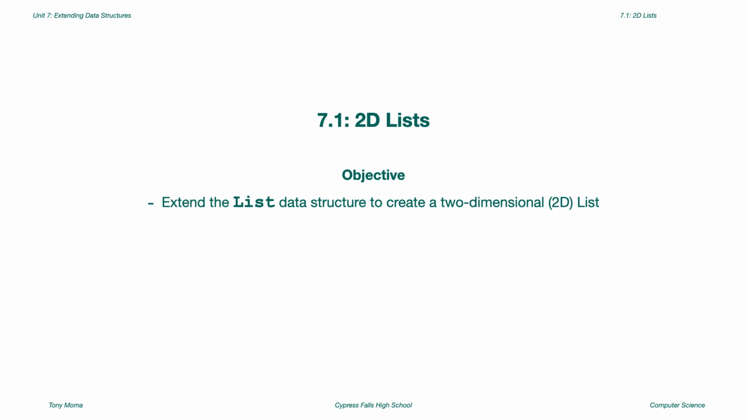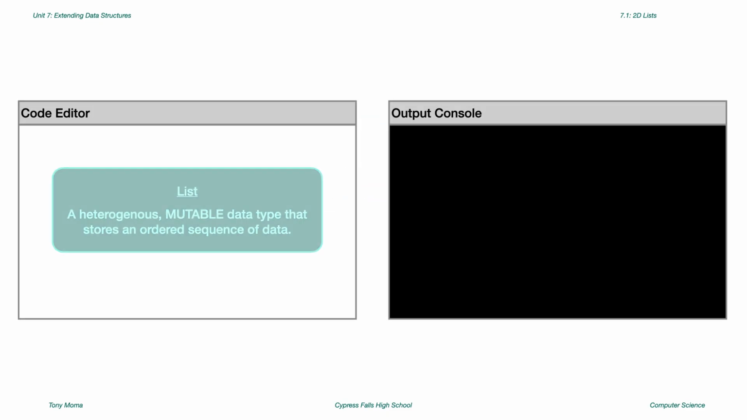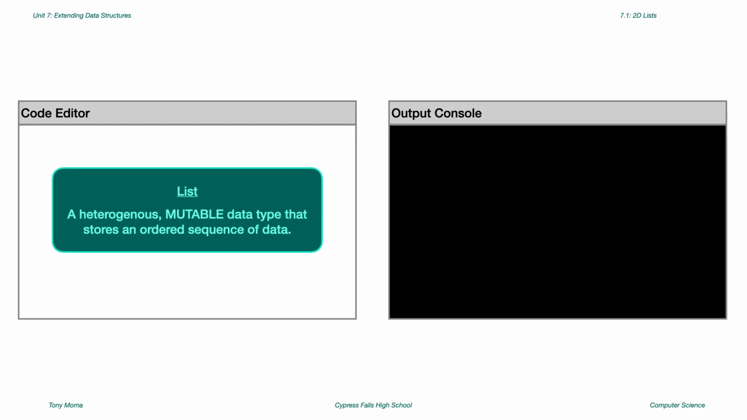2D lists. In this video, we will extend the list data structure to create a two-dimensional list. In the previous unit, we defined a list as a heterogeneous, mutable data type that stores an ordered sequence of data. As you already know, that data could be an integer, it could be a string, it could be a floating point value, it could be any type.